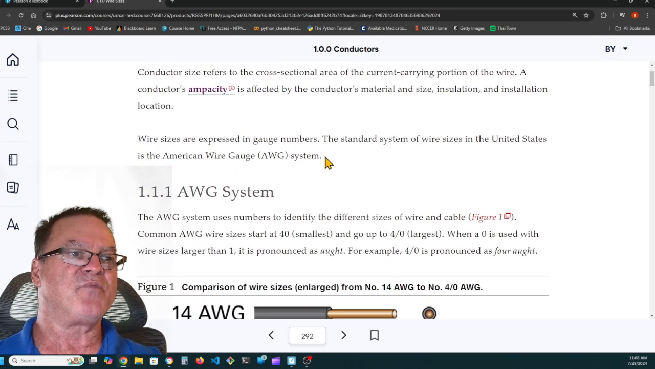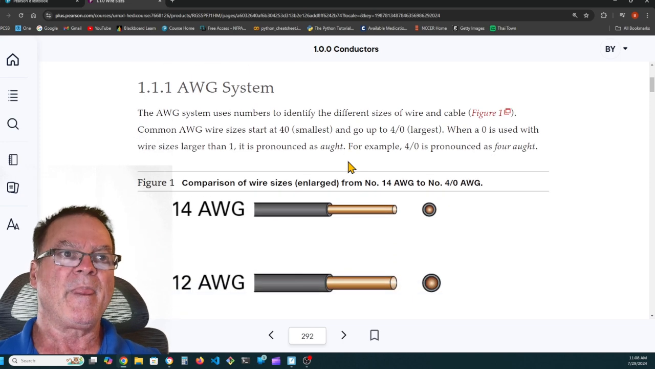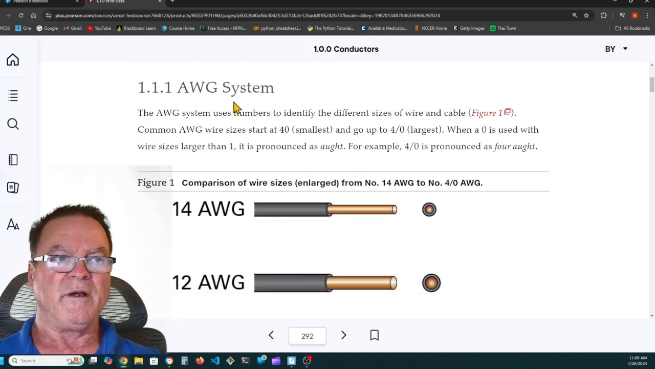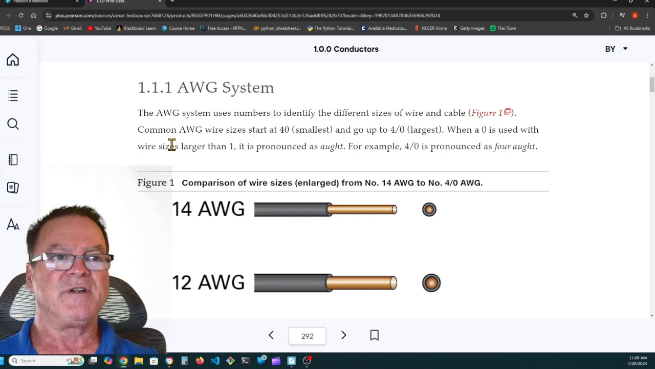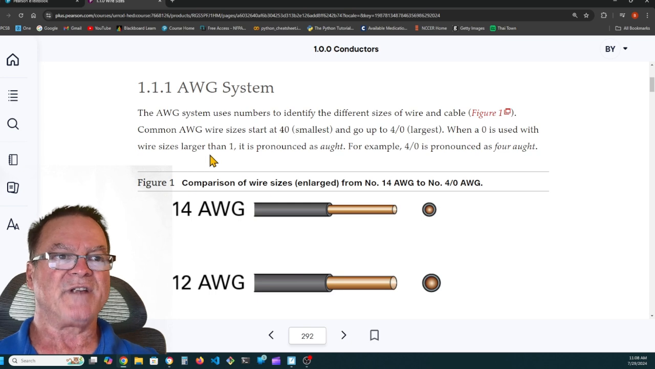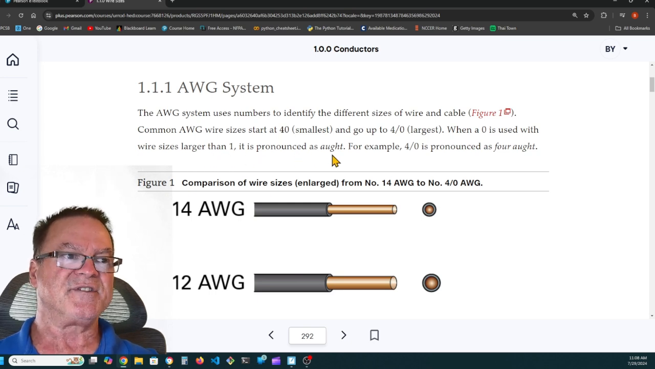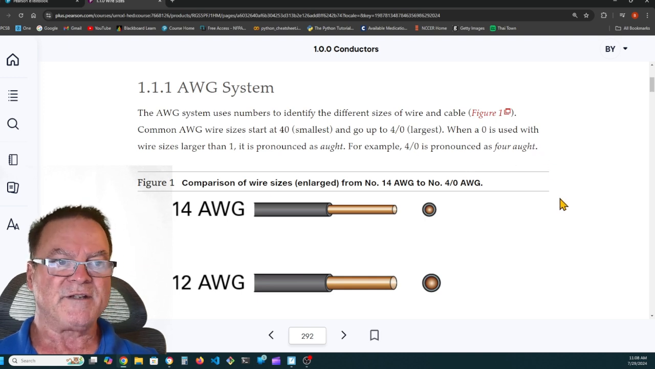Wire sizes are expressed in gauge numbers. The standard system of wire sizes in the United States is the American Wire Gauge System. 1.1.1, American Wire Gauge System. The American Wire Gauge System uses numbers to identify the different sizes of wire and cables. Common American wire gauge wire sizes start at 40, the smallest, and go up to 4/0, the largest. When a 0 is used with wire sizes larger than 1, it is pronounced aught. For example, 4/0 is pronounced as four aught.